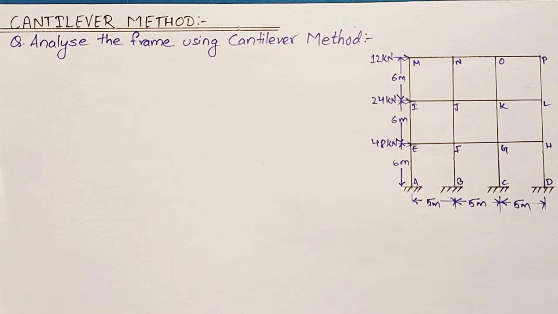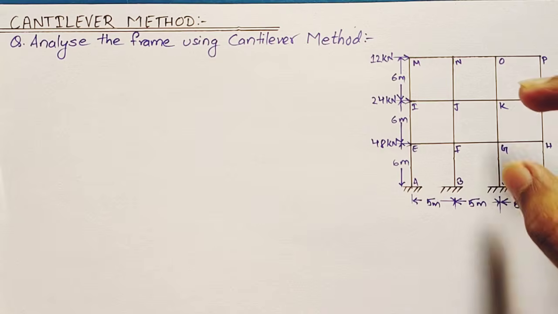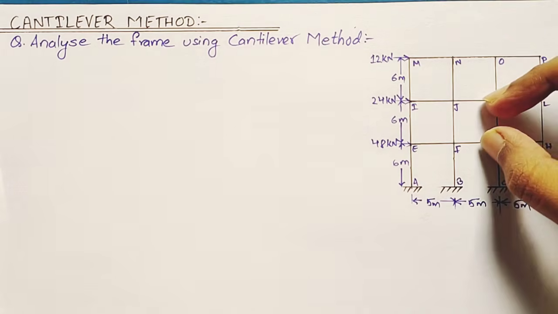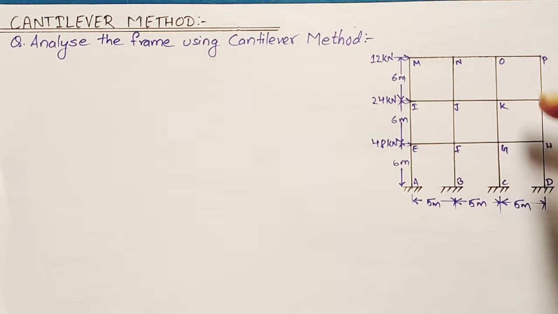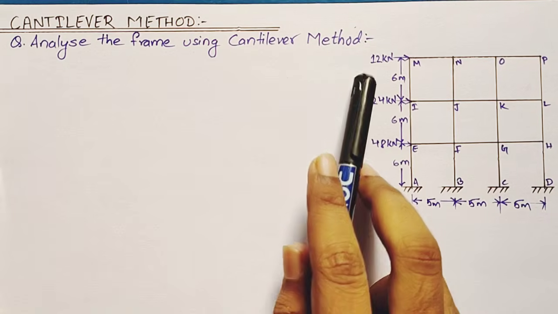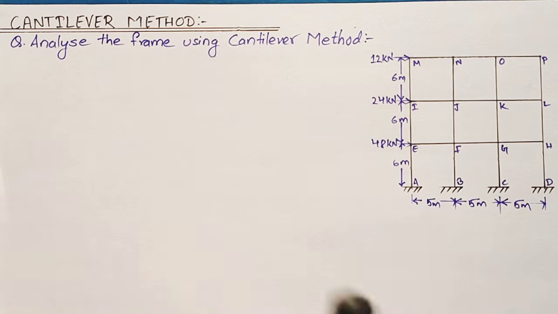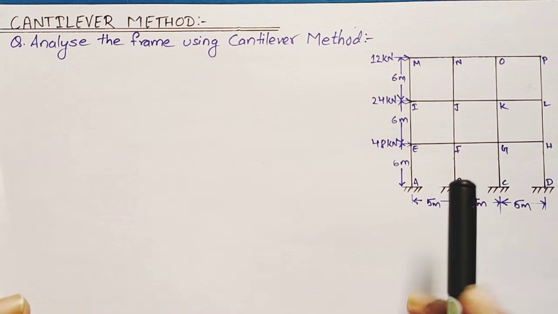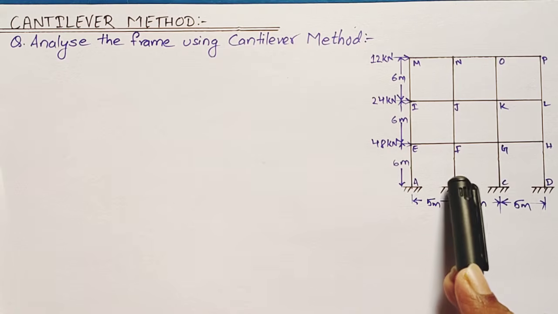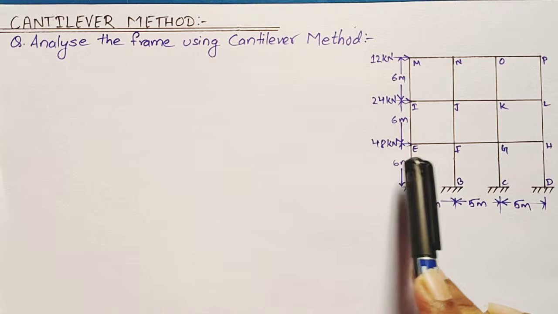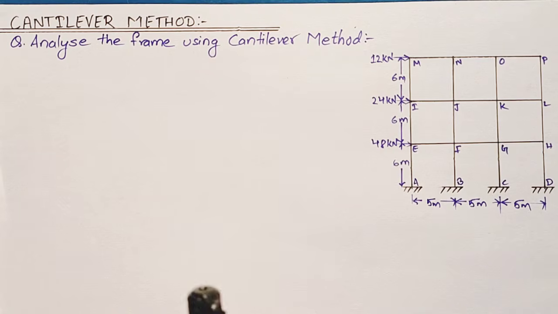And guys, coming toward the solution of the numerical using the cantilever method, here I have selected a portal frame which has three stories: first story, second story, and third story, and each of the stories is loaded with a lateral load of 12 kilonewton, 24 kilonewton, and 48 kilonewton, which is clear from the diagram. And the span of AB, BC, CD is 5 meter. Similarly, the height of each story is 6 meter, which is clear from the diagram.